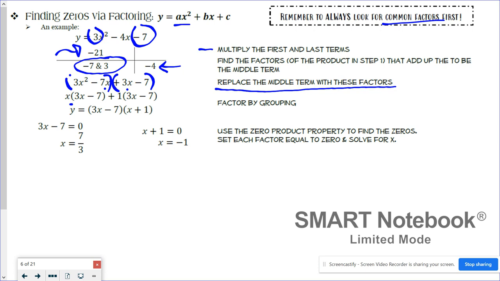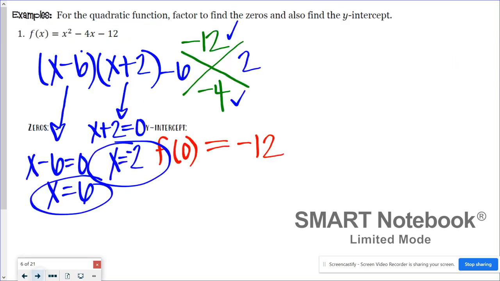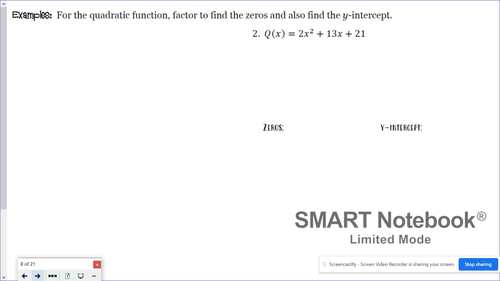So notice like the 3x minus 7 was obvious to begin with, and then the x plus 1 gives you your other factor. And then from here, you're just using your zero product property where you're setting each factor equal to 0, and then you're solving for x. So the zeros of this one are 7/3 and -1. So let's take a look at a similar example in your notes. That would be example number 2.